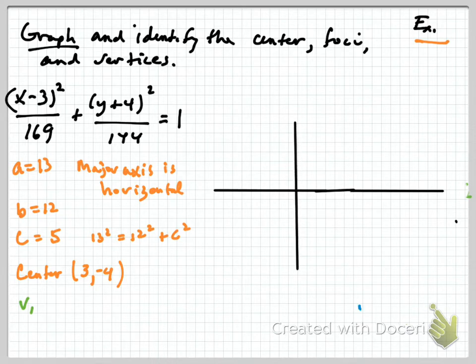One more time. 3, -4. 1, 2, 3, 4. There. 13: 1, 2, 3, 4, 5, 6, 7, 8, 9, 10, 11, 12, 13. There's my point. I need to go 13 in the other direction, so that's 3, 4, 5, 6, 7, 8, 9, 10, 11, 12, 13.